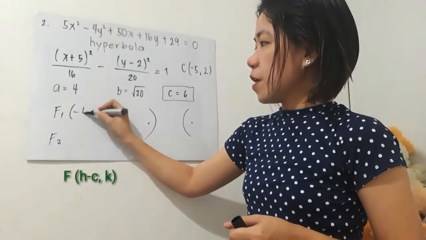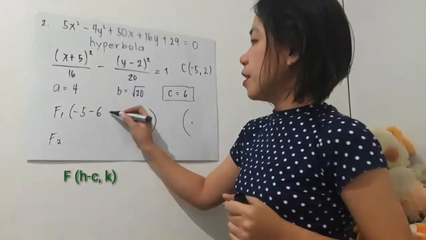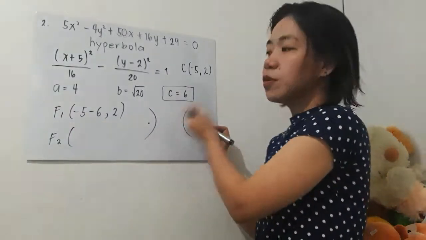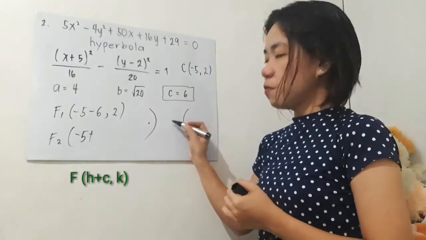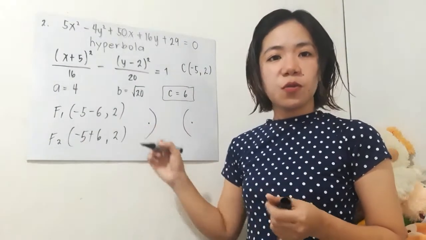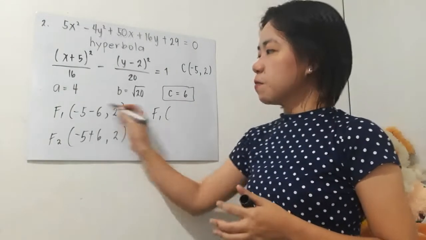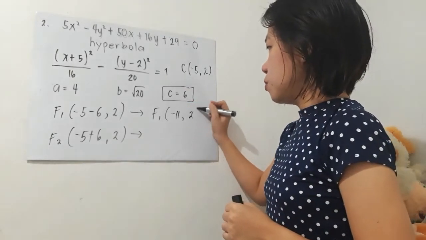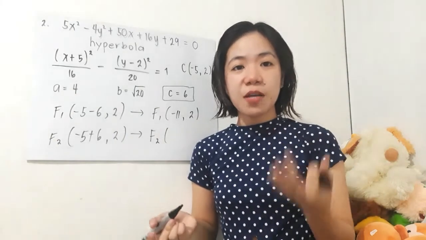So negative 5 minus 6 if you're going to the left, and then copy k, which is 2. And then going to the right, we'll have h, negative 5, plus 6. You have to move to the right. So plus 6, and then copy 2. So simplifying this, f sub 1, negative 5 minus 6 is negative 11 and 2. F sub 2 is negative 5 plus 6 or 6 minus 5.